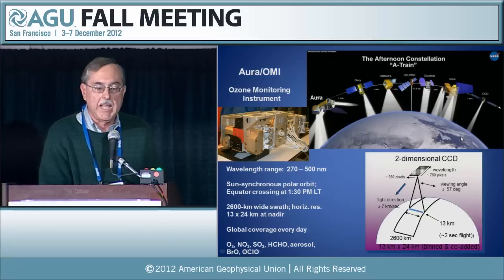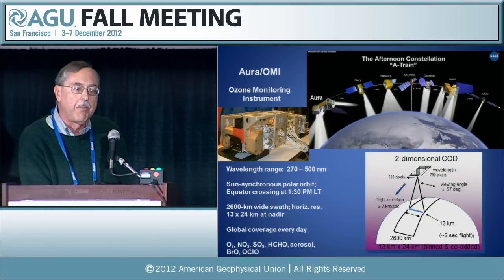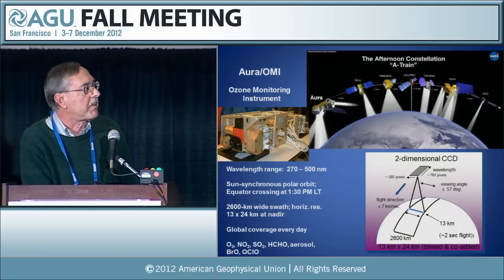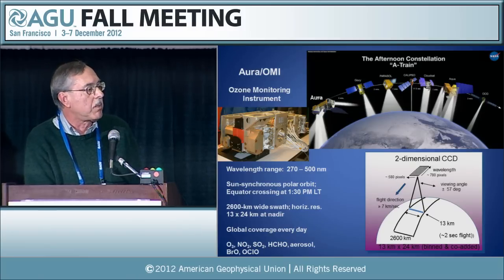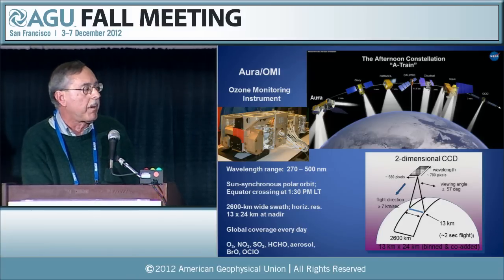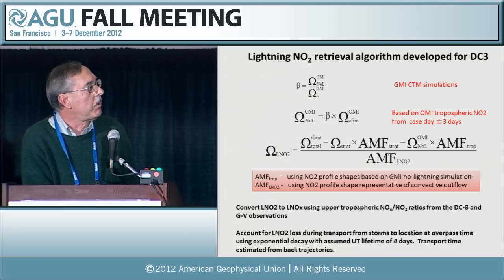So now the last part of the talk will be on some estimates of NOx production during DC3 that have come from some satellite observations. This is NASA's OMI instrument on NASA's Aura satellite, which passes over an area at about 1:30 in the afternoon. This is a polar orbiting satellite measuring NO2.